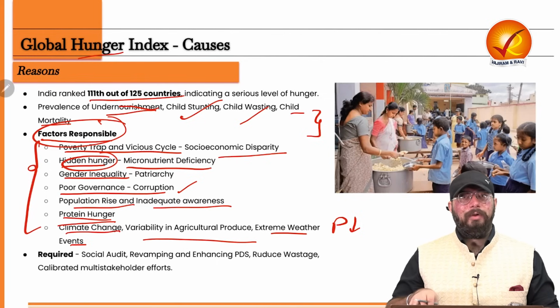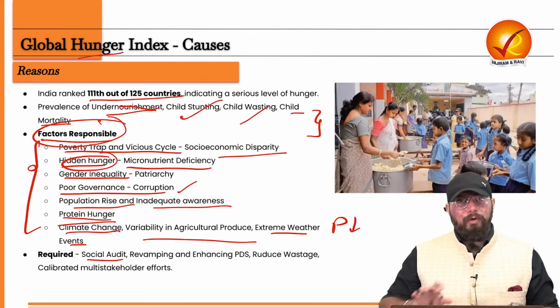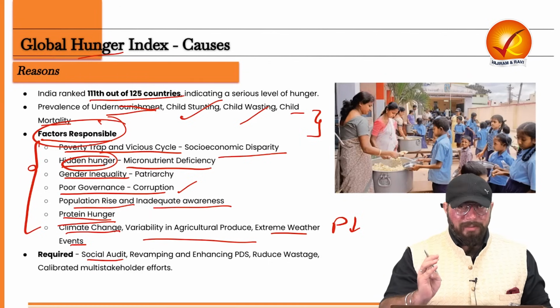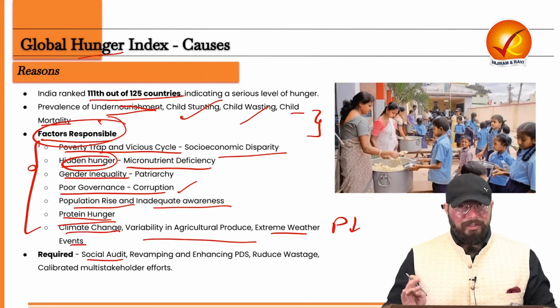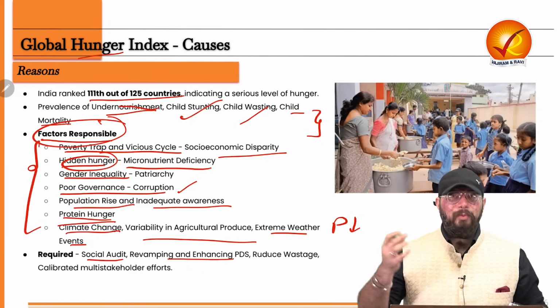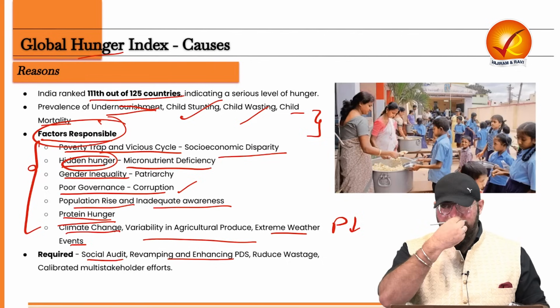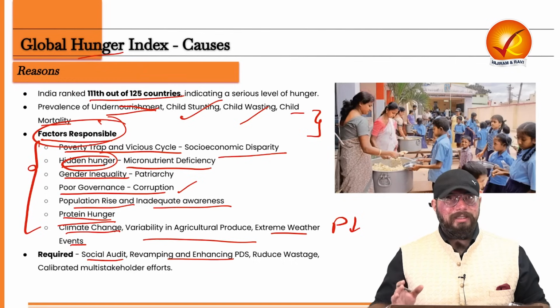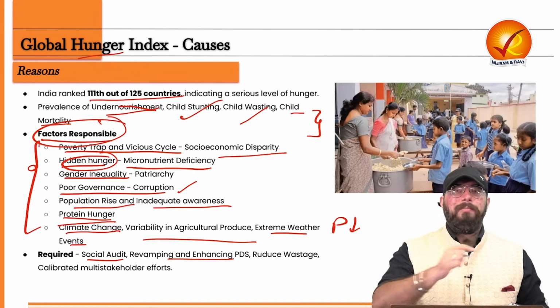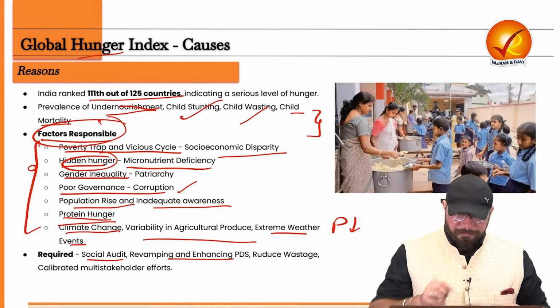Now, what is the need of the hour? What is required? See, the first thing is we need to have a social audit of all the ongoing schemes, whether it be the midday meal scheme, your ration shops, or your public distribution system. We need to have a social audit for it. Then we need to revamp and enhance the PDS. That is, we need to include more and more things into the public distribution system, not just two or three things. We need to revamp its implementation so that a better implementation of PDS can happen.